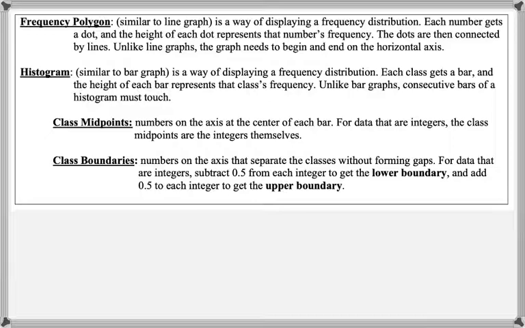We're also going to be using class boundaries. So these are numbers on the axis that separate the classes without forming gaps. For data that are integers, we want to subtract 0.5 from each integer to get the lower boundary, and add 0.5 to each integer to get the upper boundary.